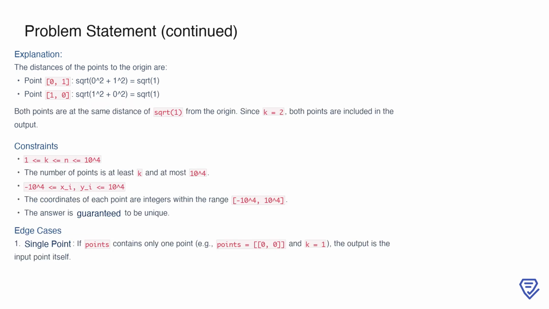In the third example, the input points are (0, 1), (1, 0), and k is 2. This means we need to return both points, as the total number of points equals k. Calculating the distances, the point (0, 1) has a distance of sqrt(0^2 plus 1^2), which equals sqrt(1). Similarly, the point (1, 0) also has a distance of sqrt(1^2 plus 0^2), which equals sqrt(1). Since both points are at the same distance from the origin, and we are required to return k equals 2 points, the output is (0, 1), (1, 0). Both points are included in the result.